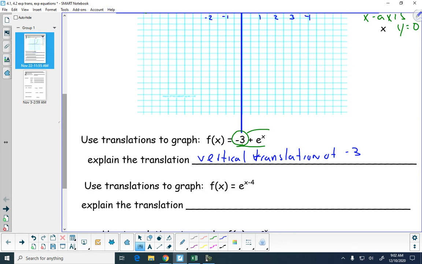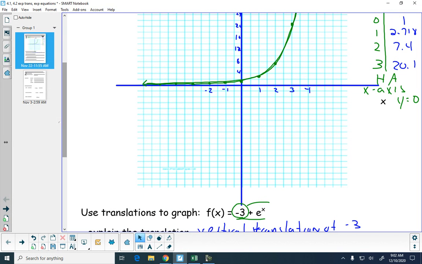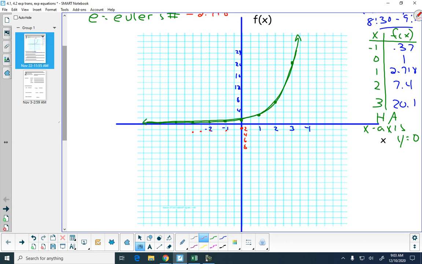Negative 3. Which means it's a slide of every point down 3 spots. So we can count down 3 spots. 2, 3. Let's see, that is 2, that's 4, 6. So everything would get shifted down 3 spots. So that's a 2, that's a 3 here. 3 here, 3 here, 3 here, okay, we would be here. Everything gets shifted down 3.